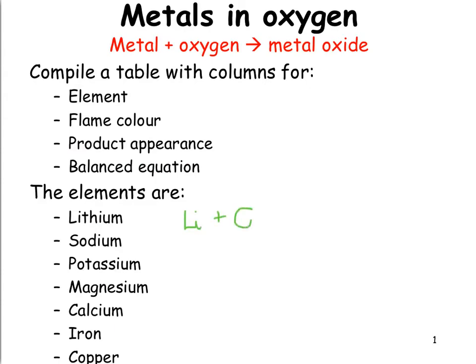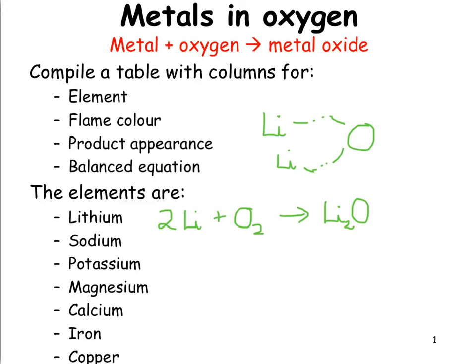and oxygen. Remember, the oxygen's diatomic. I will form something called lithium oxide. But lithium oxide, I need to check what its formula is. Lithium has a valency of 1. Oxygen has a valency of 2, which means that I'll need 2 lithiums to go with 1 oxygen. So it's Li2O, which means I'm going to have to put a balancing number of a 2 in front of that. Let us check our balanced equation.